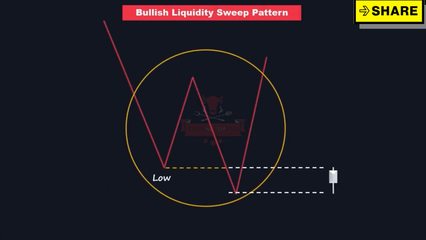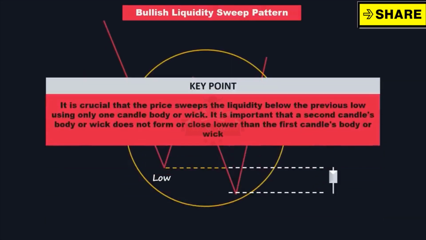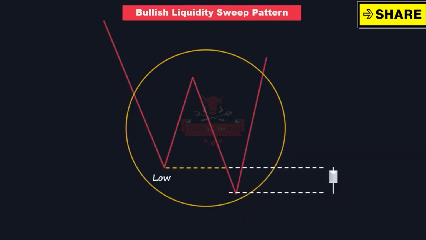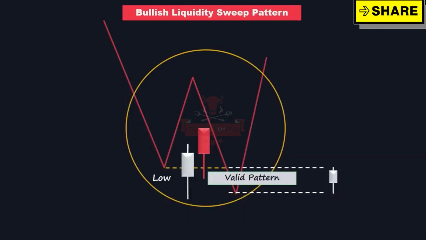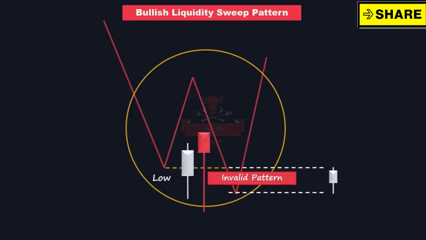A bullish single candle liquidity sweep is considered valid when the price action sweeps the liquidity below the previous low using a single candle's body or wick. It is important that a second candle's body or wick does not form or close lower than the first candle's body or wick. This indicates a strong upward momentum and reinforces the bullish potential of the pattern.